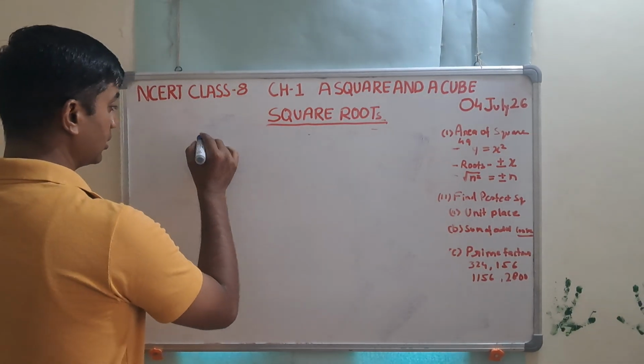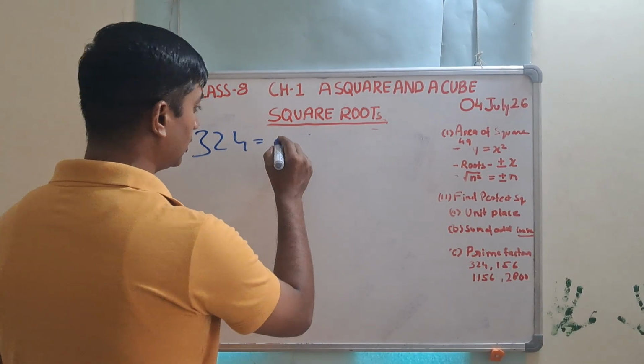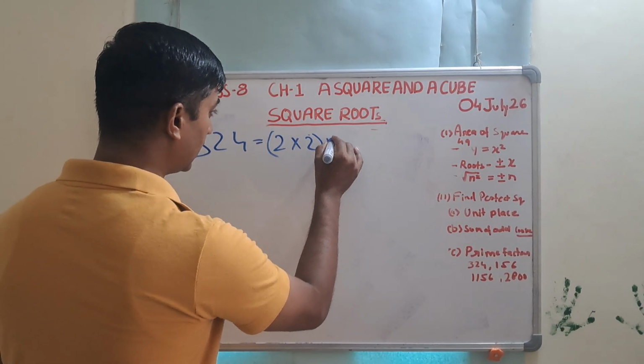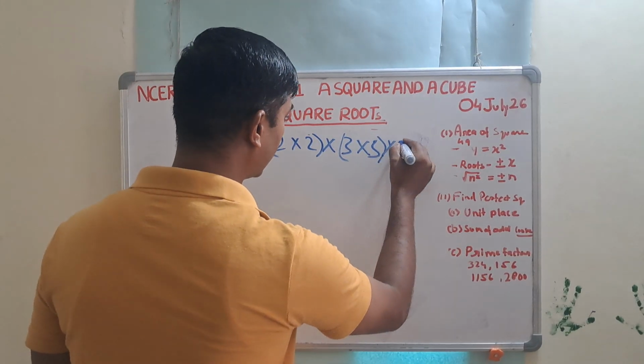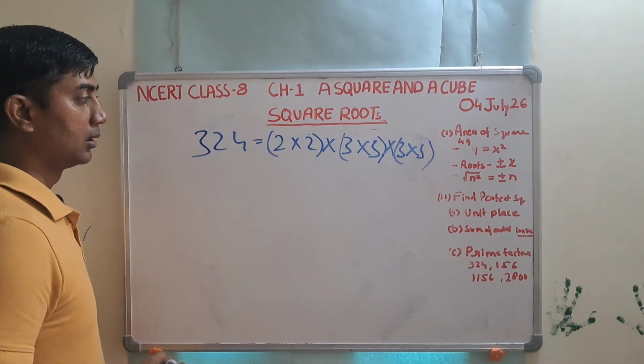What pairs did we get for 324? When we did the prime factors, we got 2 into 2, this is one pair, multiplied by 3 into 3, this is another pair, multiplied by 3 into 3, this is the third pair.